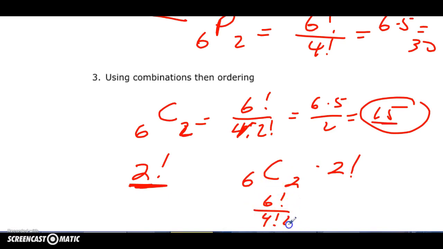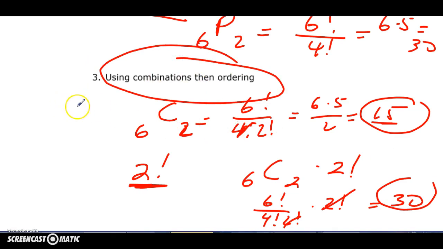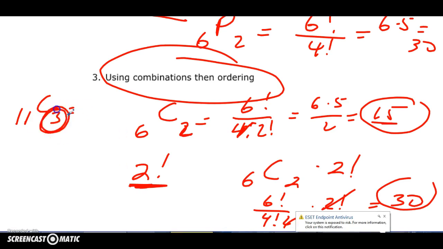6C2 looks like that, times 2 factorial. These cross out. This is 6. Again, this is just 6 factorial over 4 factorial, and we already said that was 30. Okay, so you can select, then order. So if I did this, how many ways can I do this? Okay, that becomes something. And then if you want to order them after and say, okay, now I want them ordered, then you have to multiply by 3 factorial.